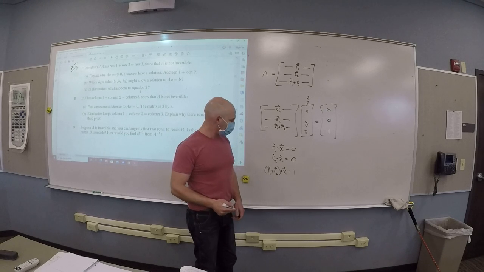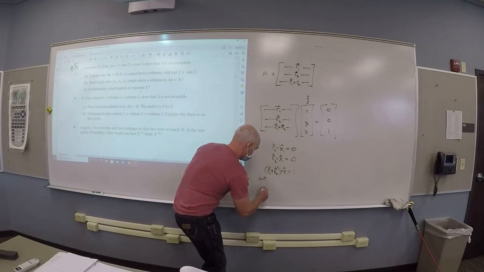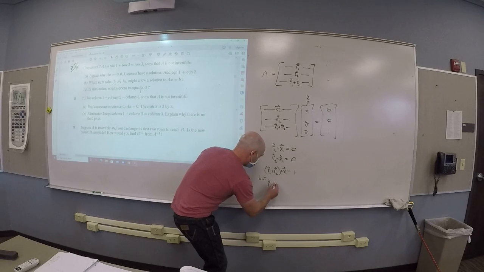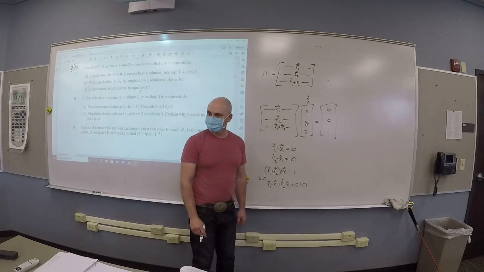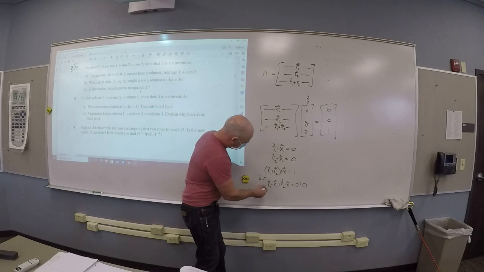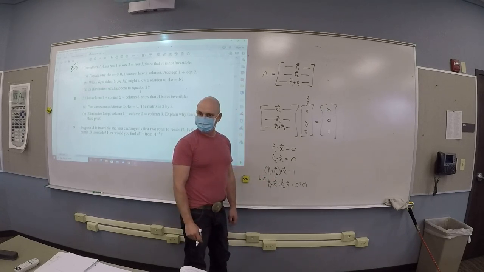On the other hand, row 1 dotted with x plus row 2 dotted with x is 0 plus 0. And these should be equal, right? How do I know that?